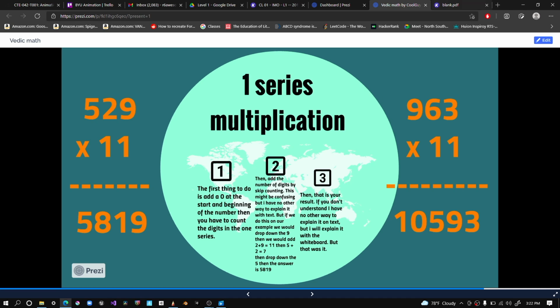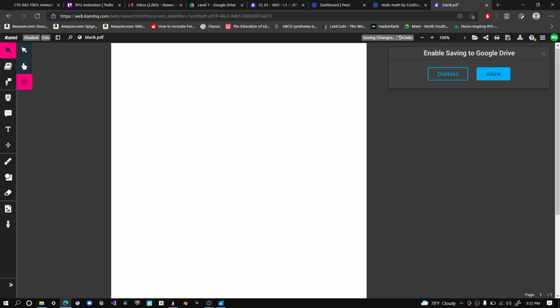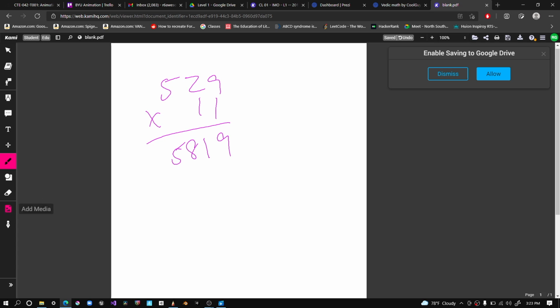Basically, instead of doing all of those steps, let me just erase this. So that's 529 times 11. What I do is drop down 9, and then I add 2 digits because 11 is 2 digits, and then 2 plus 9 equals 11, 1 extra, 5 plus 2 equals 7, 8, and then we have 5 drop down, 5, 8, 1, 9.